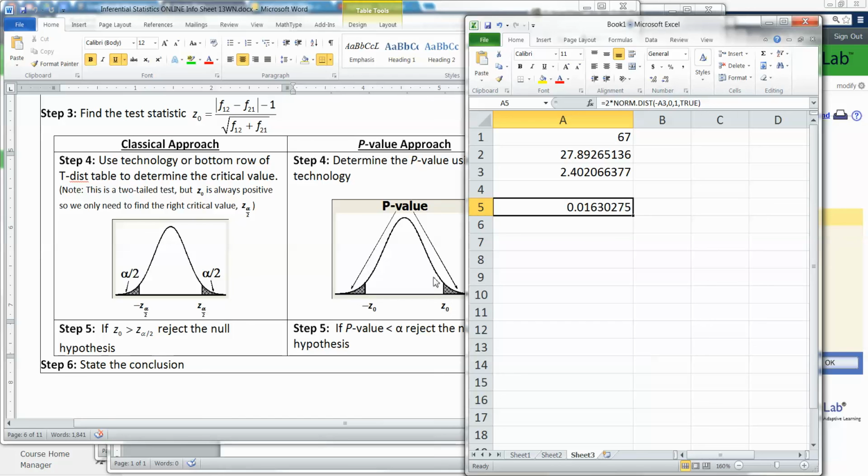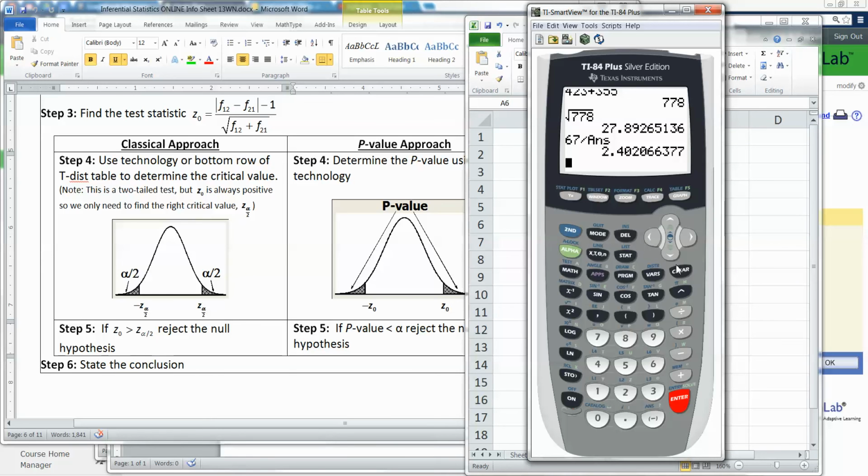The reason being, when I do normdist with 2.402, it finds all this area up to 2.402, which would be huge, right? So what I really want is this little bit in the tail. So if I do negative 2.402, that's my negative 83 right there, then that'll give it to me.